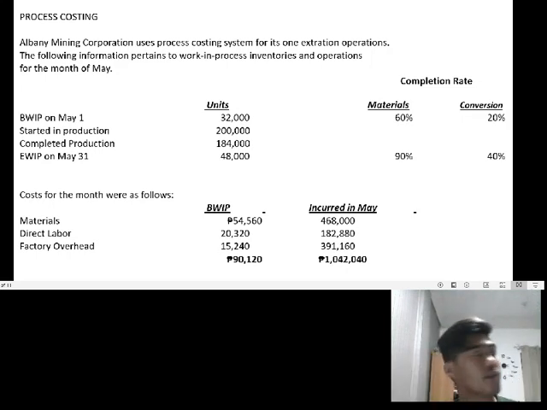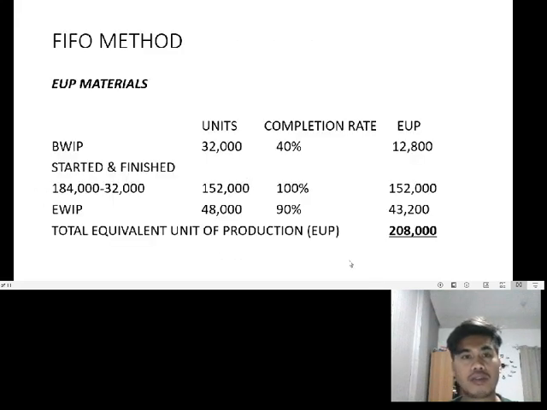When we compute the equivalent units of production, EUP, when we are using the FIFO method, ang mangyayari is ganito. You have to compute the EUP for materials. Yung beginning work in process mo na 32,000, completion rate needed is 40%. So yung EUP mo for beginning work in process is 12,800.